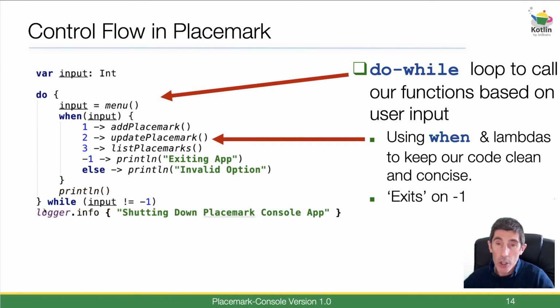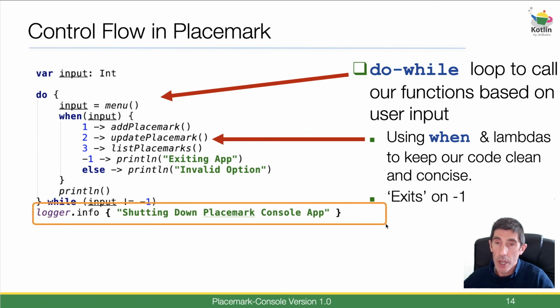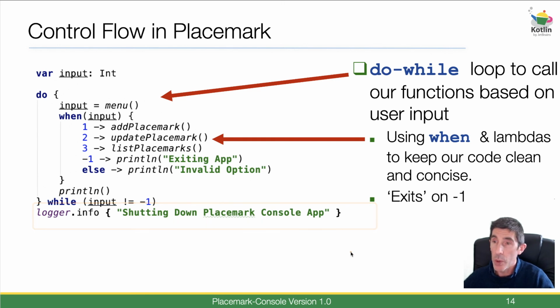When the user does, we have another log just informing the user that the application has successfully shut down. So again, that code there, we use a do while loop to call our functions based on user input. We're using when and lambdas to keep our code clean and concise, and it just exits on a -1. You could really change it to anything you want. I decided to just pick that -1 for the purposes of demonstration.